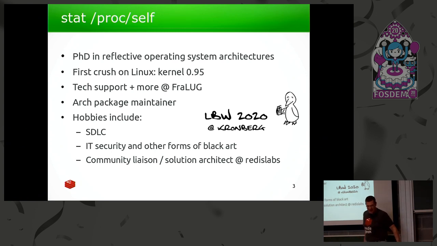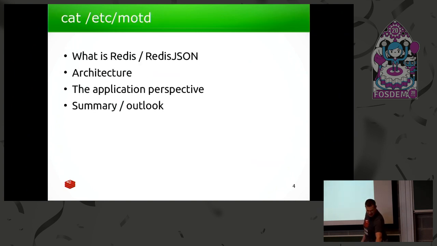Who am I? I don't go through all of the details. Suffice it to say, I help a lot in Frankfurt. I'm an Arch package maintainer. Hobbies include software development lifecycle. That's what I'm dealing with for the last 25 years. I've been using open source for the last 30 plus years. I'm also dabbling in IT security. And if I still have the time, I work for a company called Redis Labs, full disclosure, as a solution architect and liaison.